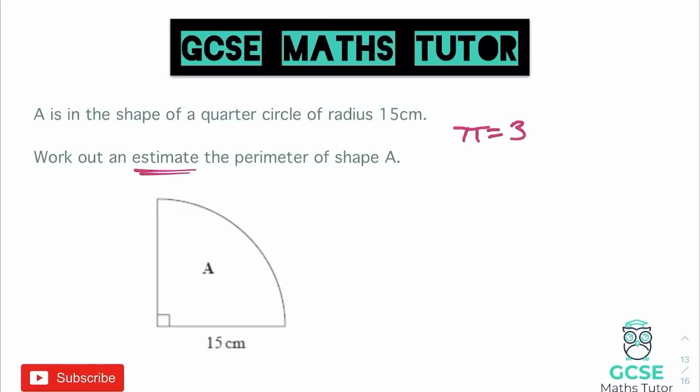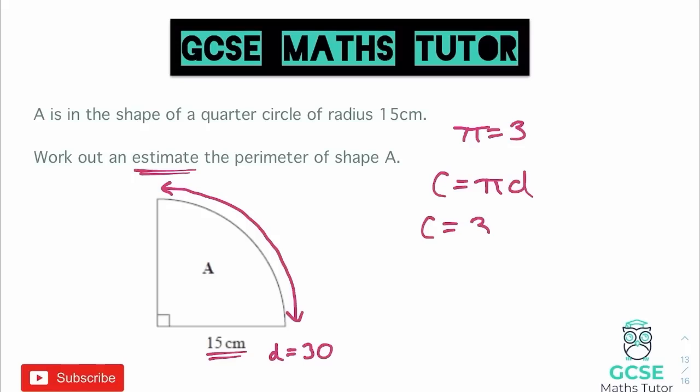Now when we're working out the circumference, that's going to be part of the perimeter. So this little arc here, which is part of the circumference, as we just said, is one of the numbers that we need. So we need to think about our circumference formula. So the circumference is equal to pi times diameter. For this particular circle, the radius is 15, so the diameter will equal 30. So to work out the full circumference, we would do the circumference is equal to pi, which is 3, times 30. So the circumference is equal to 90 centimetres.